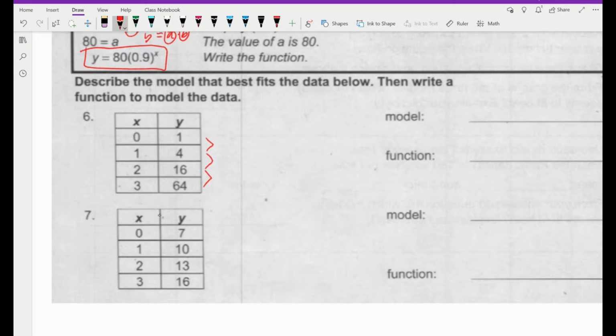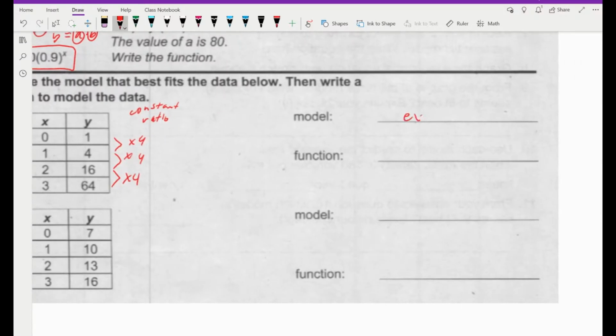Now, if you think this is exponential, you are correct. There is a constant ratio. We're multiplying by 4 each time. So we'll write over here, the model, it's exponential. The numbers are getting bigger, so it's actually an exponential, I'll put in parentheses, growth.